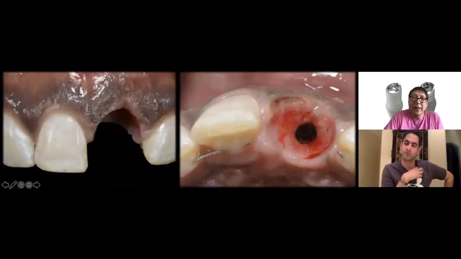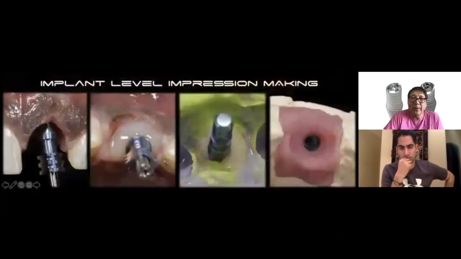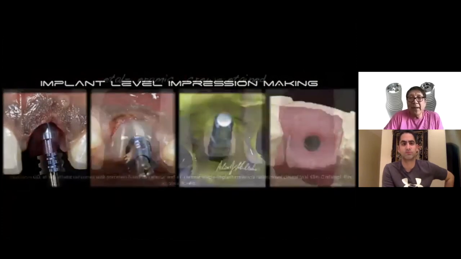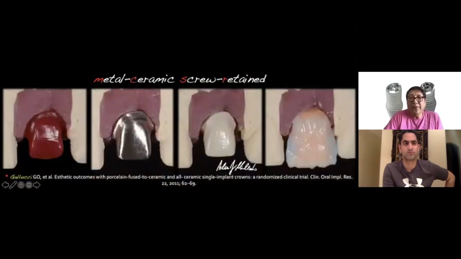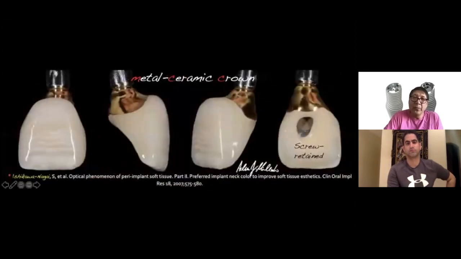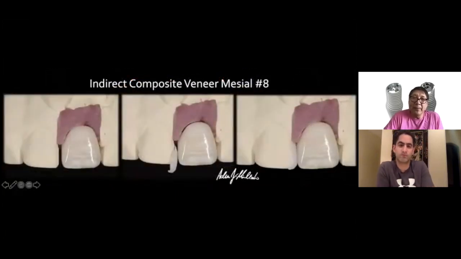I made an implant level impression with a little flowable composite, and it allowed us to pour up a soft tissue cast. Pretty straightforward. Made a metal ceramic layered crown, gold plating it, screw retained because of the coaxial feature. And then we made a little indirect composite restoration, like I said, in the lab.